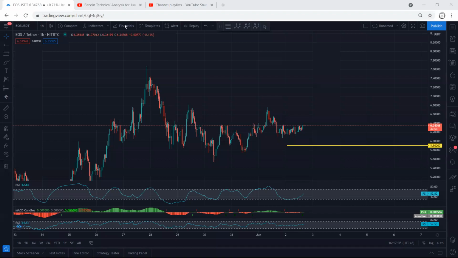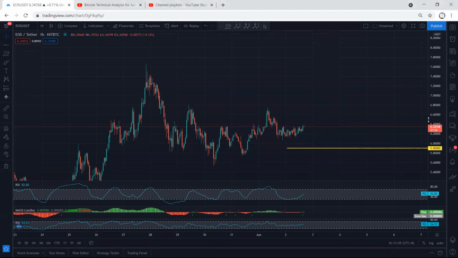We start with the 1 hour chart. We want to see how we can look for trade.